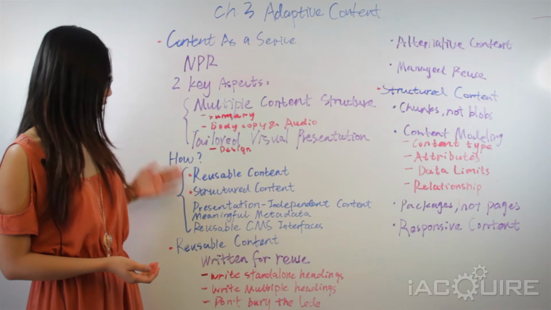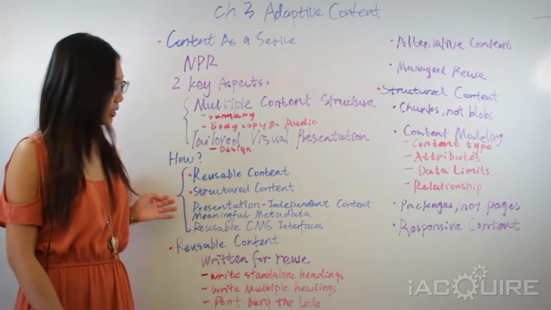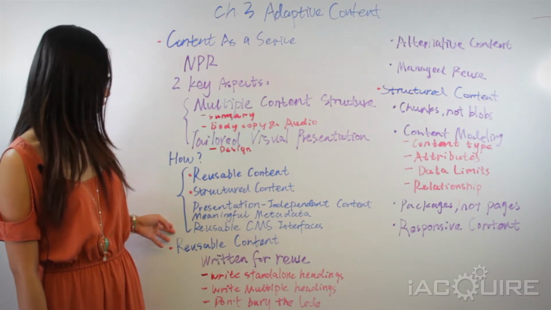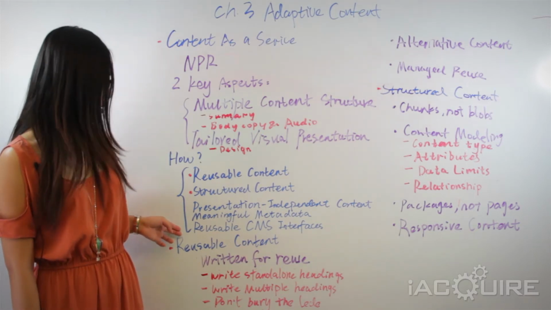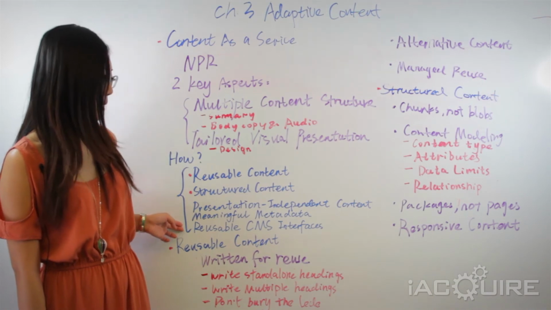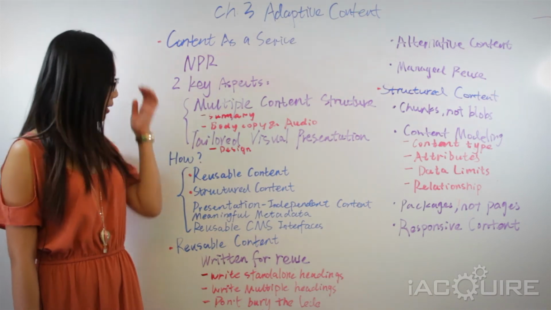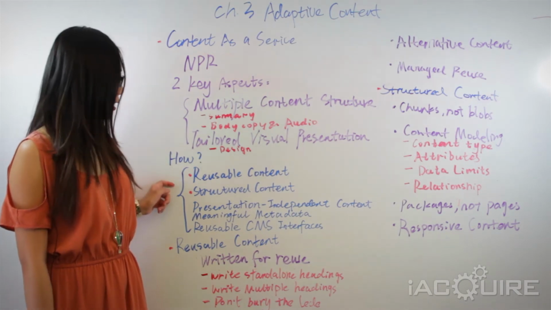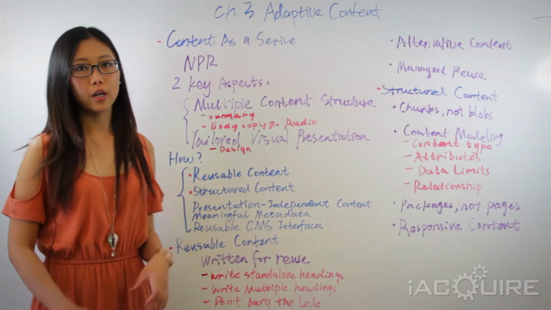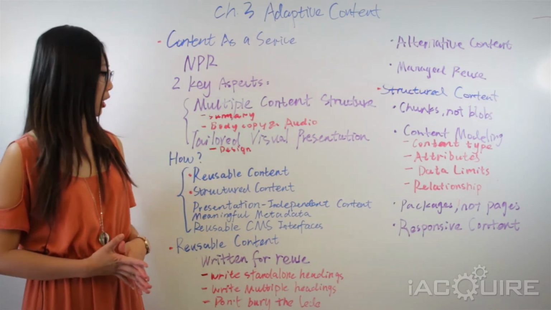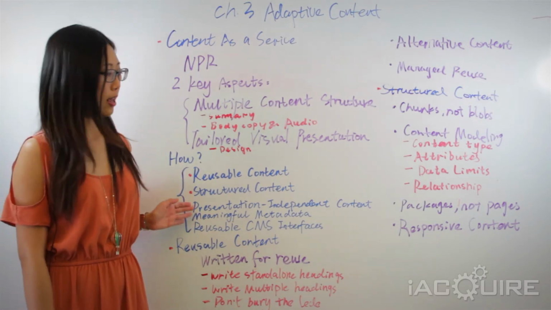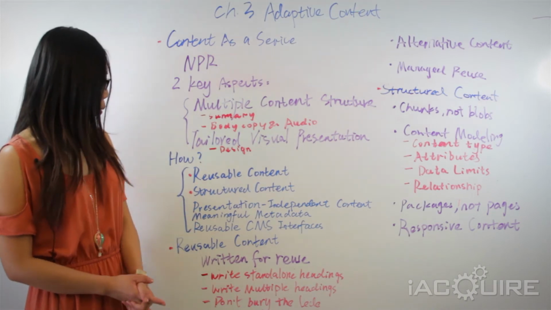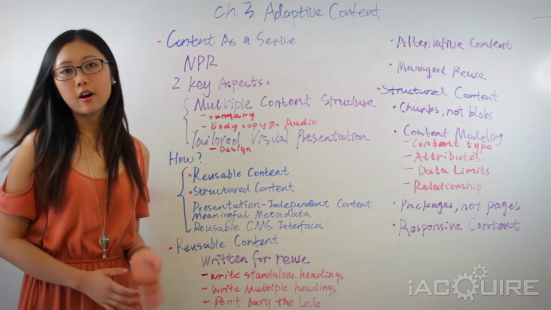There are 5 parts: reusable content, structured content, presentation independent content, meaningful metadata, and reusable CMS interfaces. Today I will be mainly talking about reusable content as well as structured content. And my coworker Norris will be talking about the third, fourth, and fifth sections in the next Cliff Notes Tuesday next week. So what about reusable content?